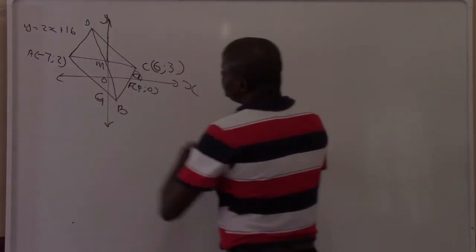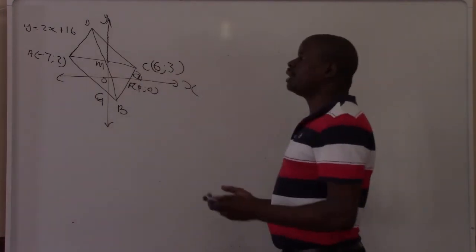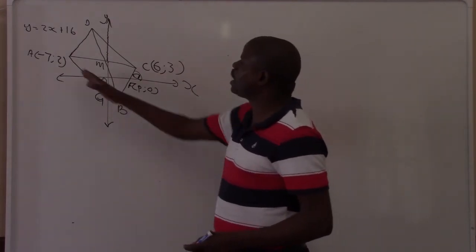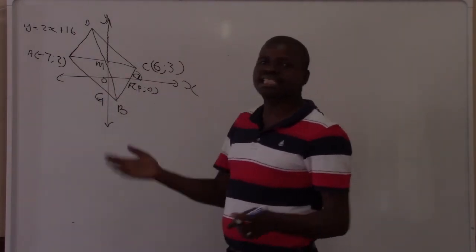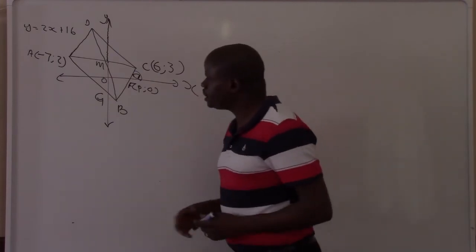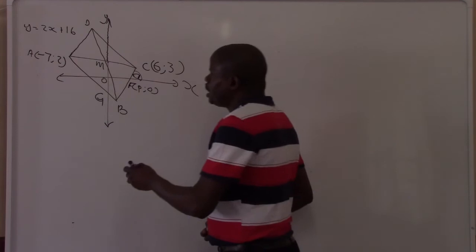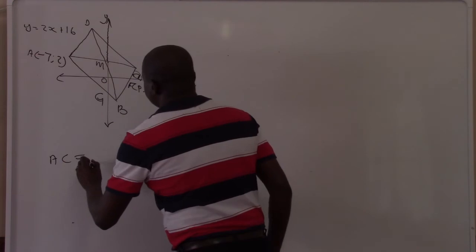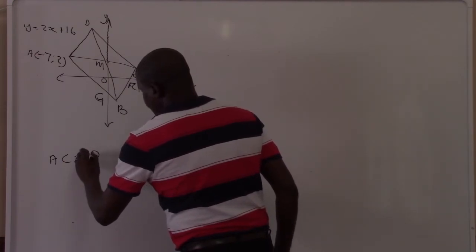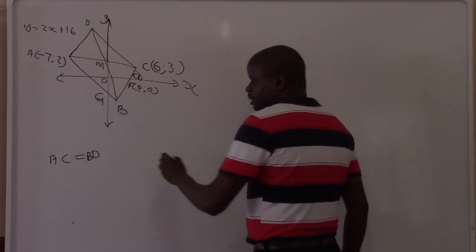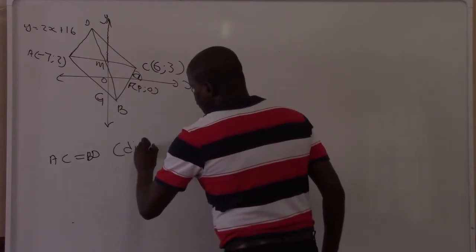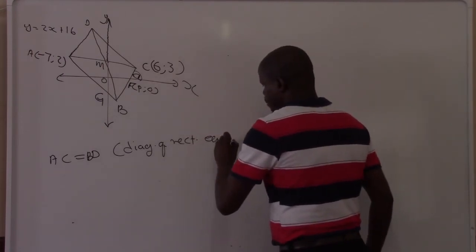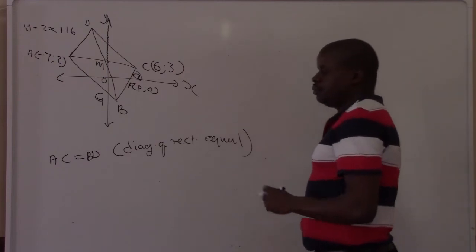So what are we having? This diagonal, at least we know everything about it, the diagonal AC. If we can calculate that, at least it will give us what we want. So we can say AC is equal to DB or BD. When we say DB, we just say diagonals of a rectangle are equal. So then we have what we want.